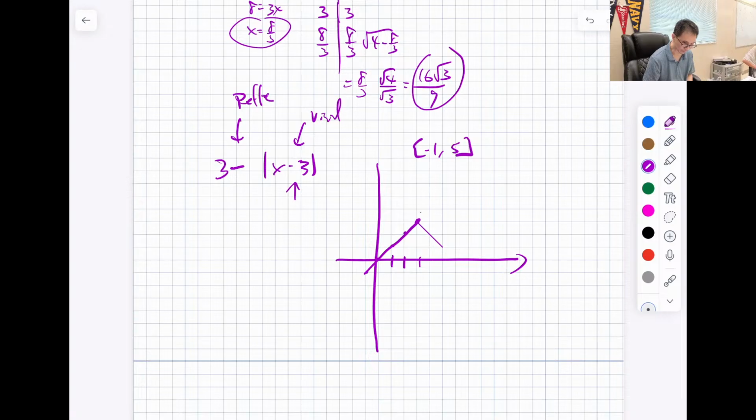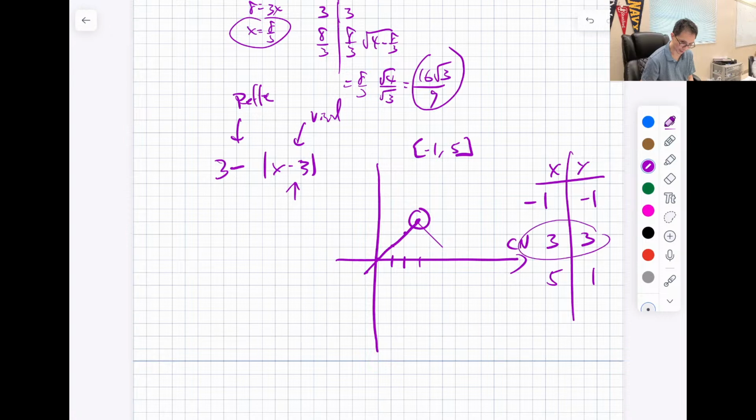So here is a critical point. Why? Because the derivative does not exist. So x equal to 3, that's going to give you y equal to 3. So this is a critical number. At the endpoint, it's going to be -1, and the other endpoint, 5, gives 1. So absolute maximum is this one, and absolute minimum is this one. There is no calculation involved because the derivative does not exist at the sharp turn.